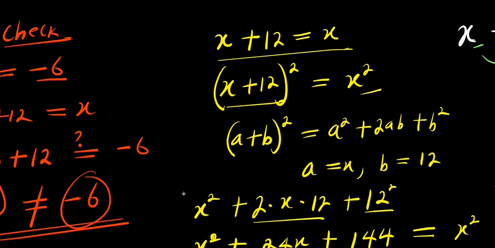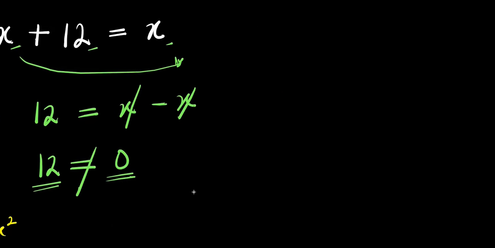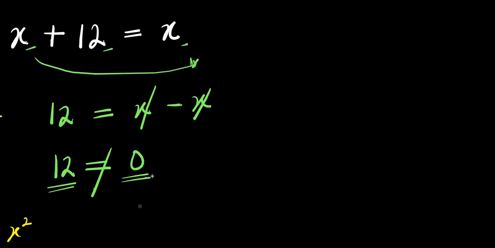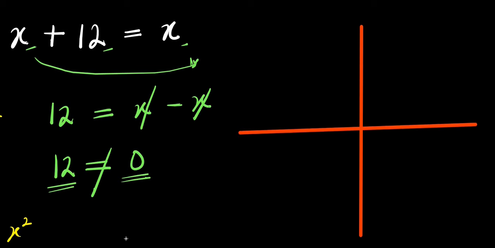Now, why is the solution incorrect? Why can't we get the solution? I'm going to explain it using this graph. So, this equation simply means that the left-hand side of this equation is 12 steps ahead of the right-hand side. It means that this part of the equation is 12 steps ahead of this.